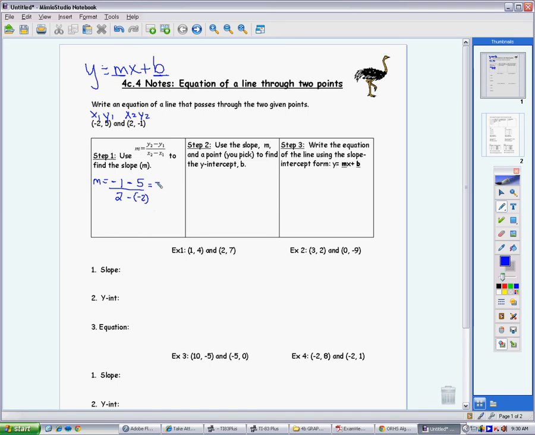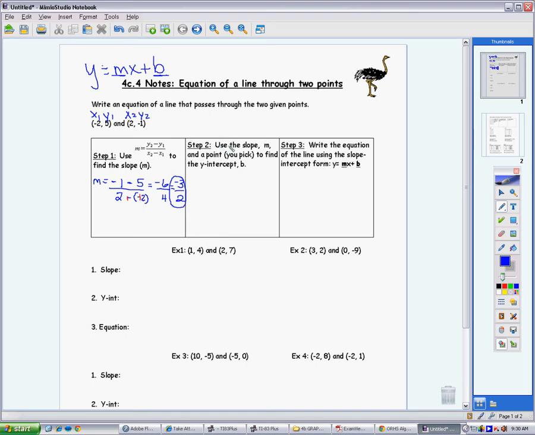-1 minus 5 is -6. And I've got that double negative there, so double negative changes to positive. And I get 2 plus 2, which equals 4. And then I want to simplify that further. Both of these are divisible by 2, so I can divide and get -3 over 2. So my slope is -3 over 2.